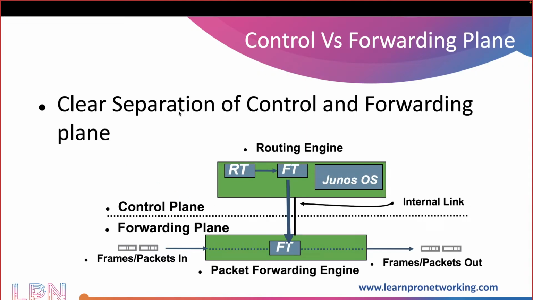See here, the clear separation of control and forwarding plane at the hardware level as well as at the software level. People who are familiar with Cisco have something called process switching, cache switching, and also topological switching. Process switching is nothing but the forwarding table, or what you call the routing table, right? RT here is the routing table. FT is the forwarding table. You can see that the forwarding table is built from the routing table.